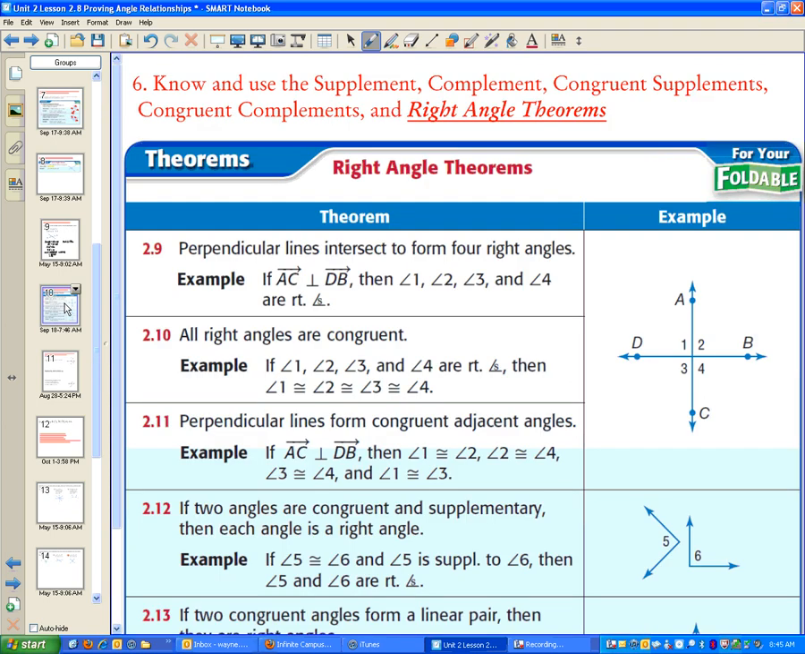All right. Then we have some right angle theorems. These are on page 153.